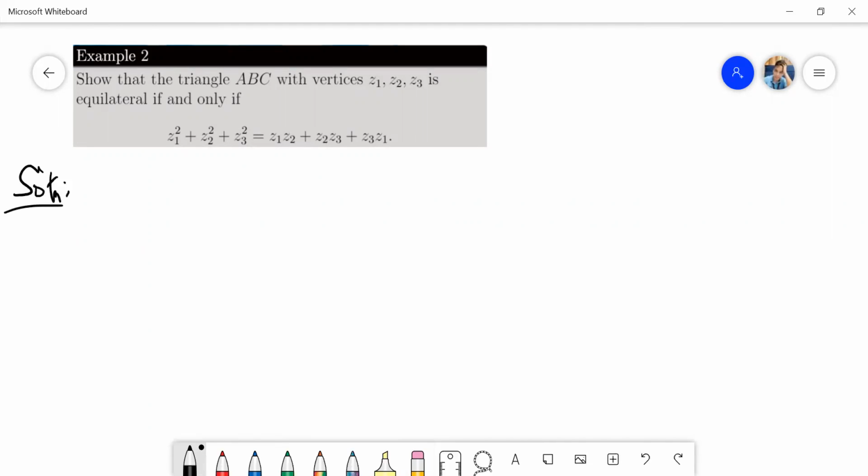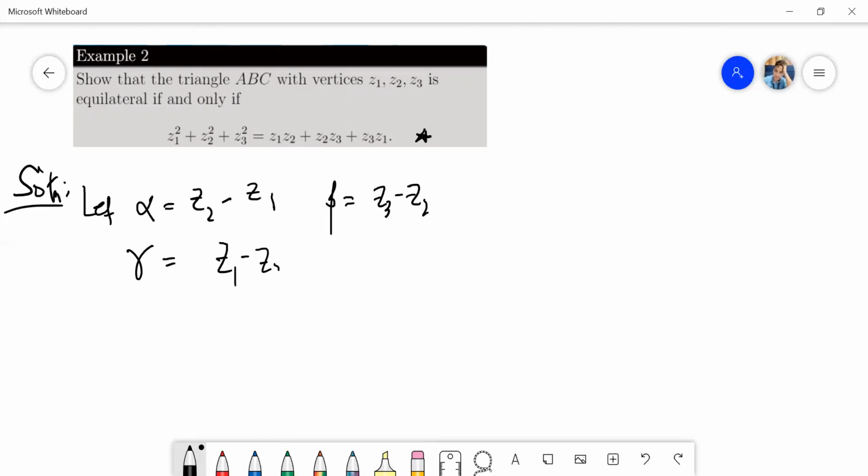So that I might not be writing over again the same equation, I'll just label this one as star here. So let alpha be equal to Z2 minus Z1. I would also have to let my beta equal Z3 minus Z2. And I would also have to let my gamma be Z1 minus Z3.